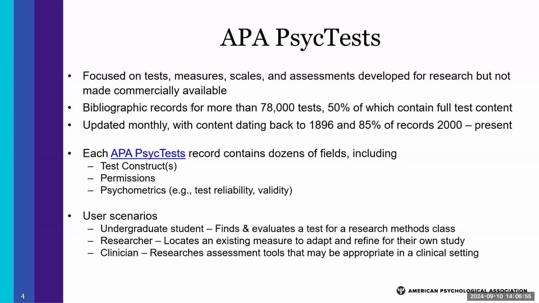And the APA PsycTests is updated every month. It provides a bit of a historical collection with our oldest tests from the late 1800s, but of course the records are being added at an accelerated rate as academic publishing output increases and we get closer to the present day.